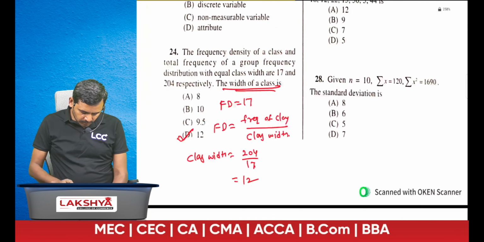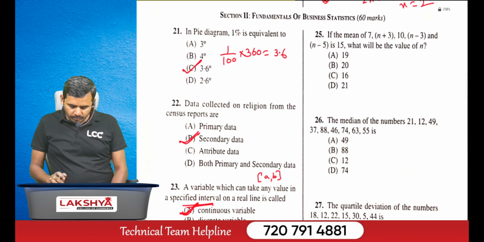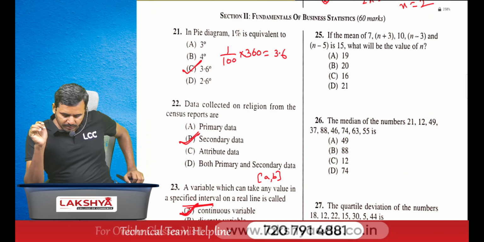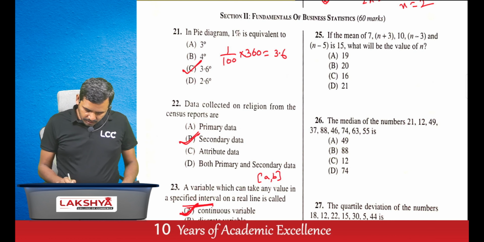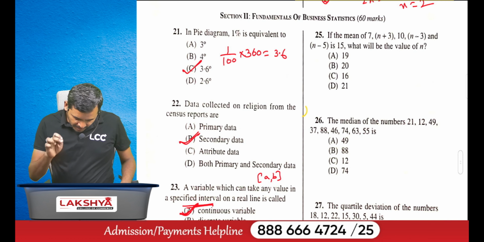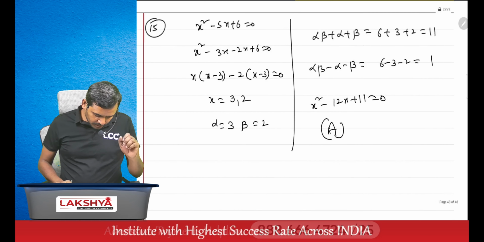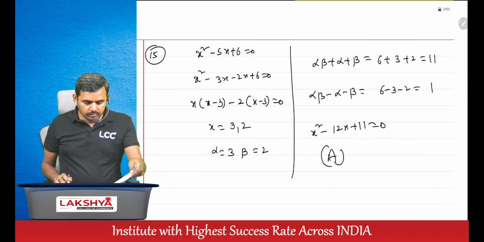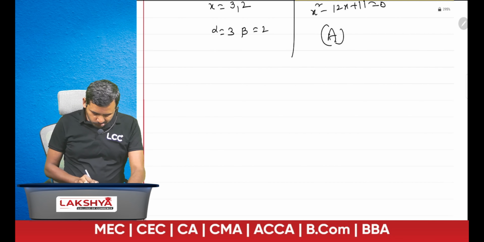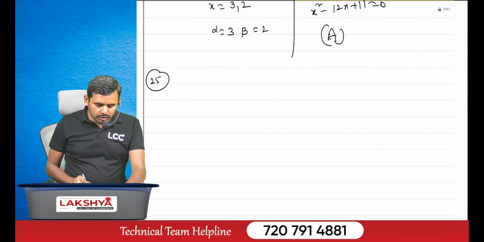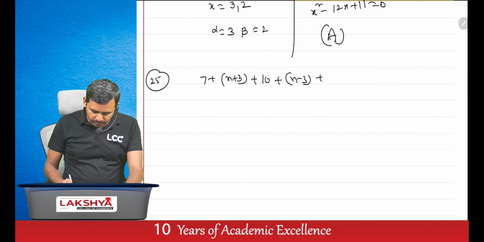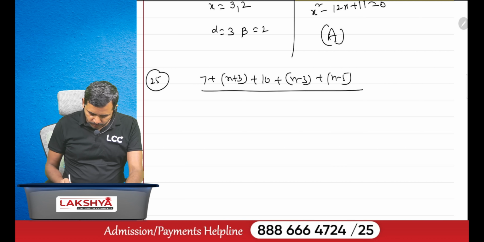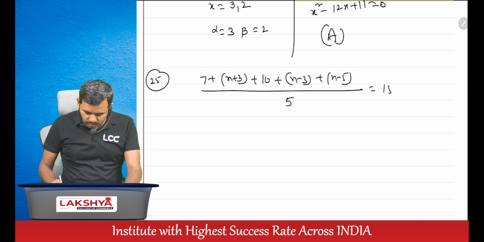Next, 25th. The mean of 7, n plus 3, 10, n minus 3 and n minus 5 is 15. What is the value of n? Now see this question number 25. Total observations: 7 plus n plus 3 plus 10 plus n minus 3 plus n minus 5, by how many observations? 5 observations, which is equal to 15.